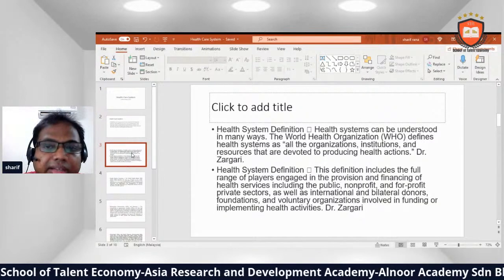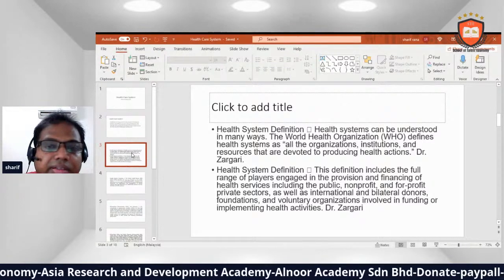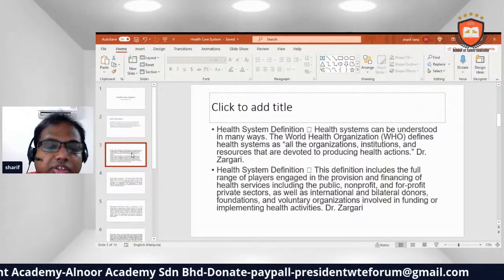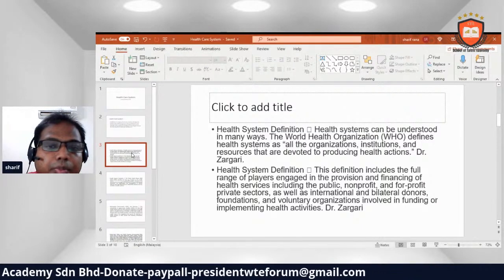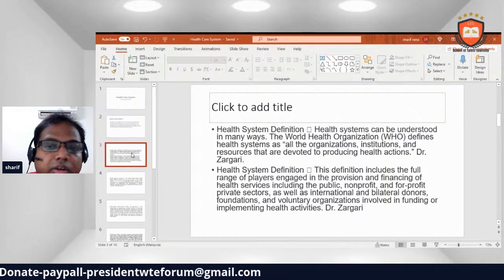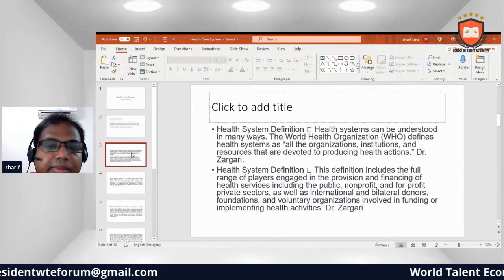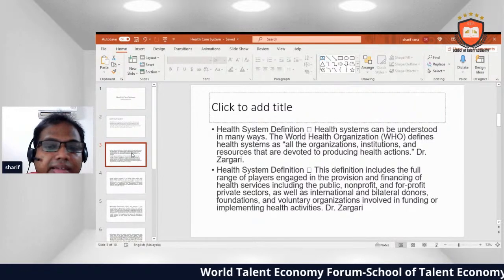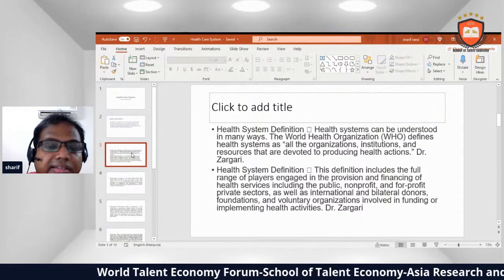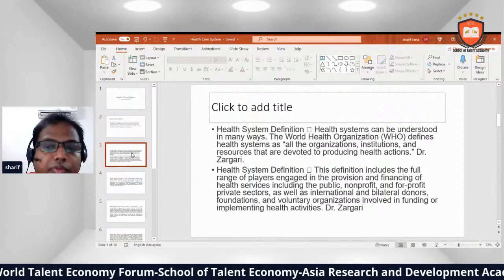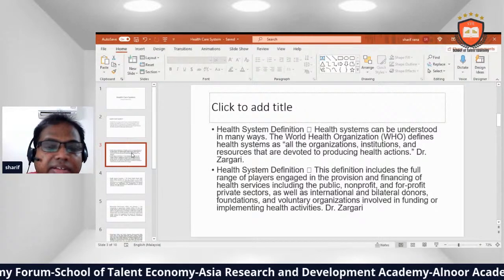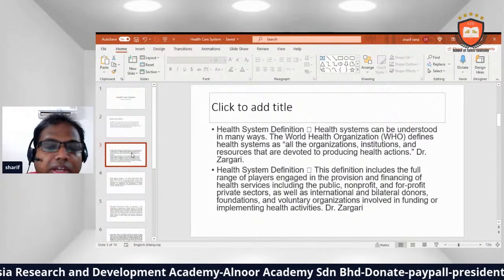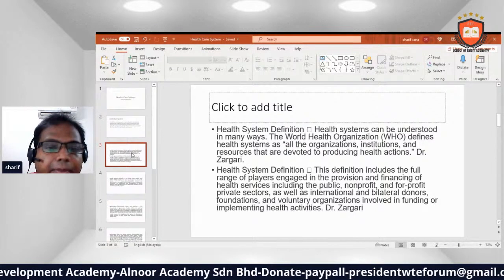Health system definition. A health system can be understood in many ways. The World Health Organization defines a health system as all the organizations, institutions, and resources that are devoted to producing health action. This definition includes the full range of players engaged in the provision and financing of health services, including the public, non-profit and private sectors, as well as international and bilateral donors, foundations, and volunteer organizations involved in funding and implementing health activity.